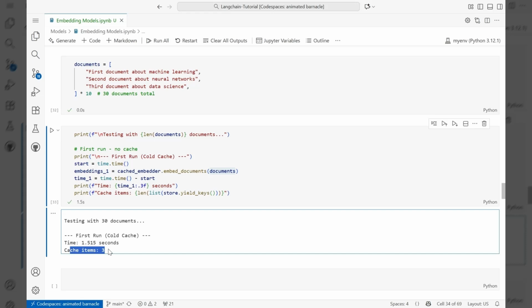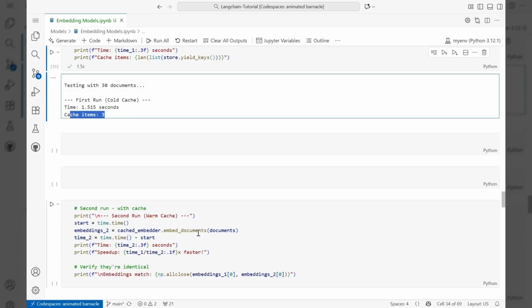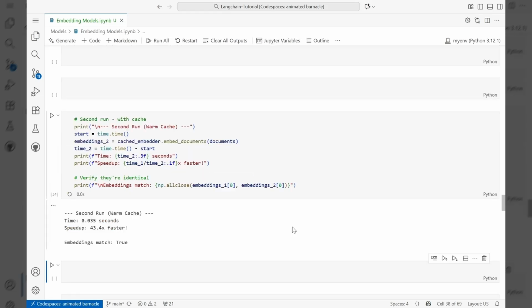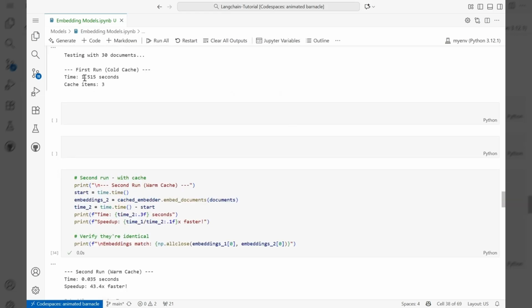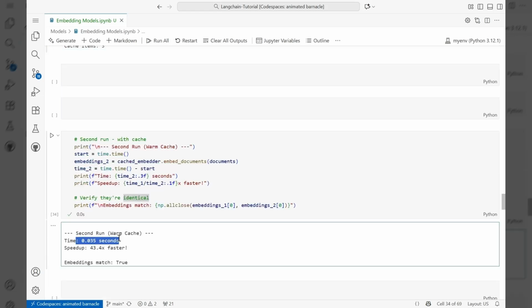So even though for the first time I am repeating the same document multiple times, it is not caching them again. So it is saving my storage. That is my first advantage. The second advantage: let me run it for a second time. If you see, the first time it took 1.515 seconds, the second time it took 0.035 seconds. It is 43 times faster. Now when I am trying to create the embeddings using the caching embedder, it is not creating embeddings, it is just retrieving those keys. That's why it is 43 times faster. So we saw two advantages: one is storage, second is speed.